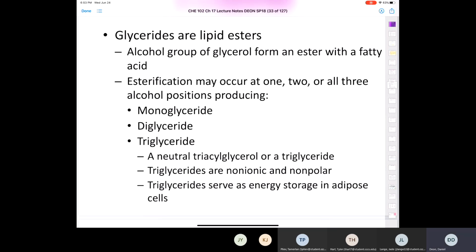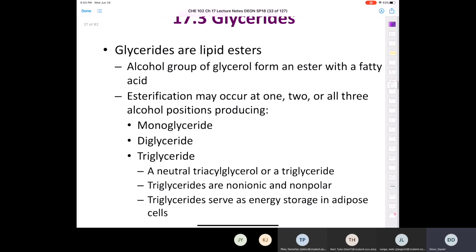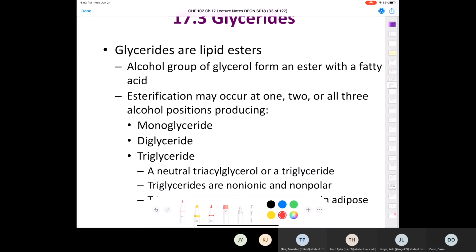We are now in the next section, which is 17.3, which deals with glycerides. Before we get moving on, we should cover what glycerol is. We talked about it in the alcohols chapter. It was one of the common alcohols you had to memorize in that chapter. But in case you've forgotten, glycerol is 1,2,3-propanetriol.